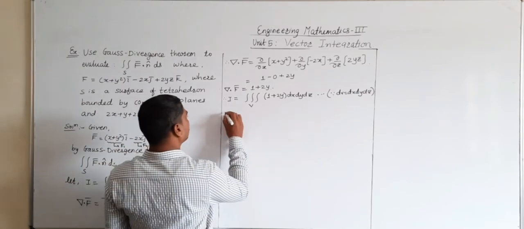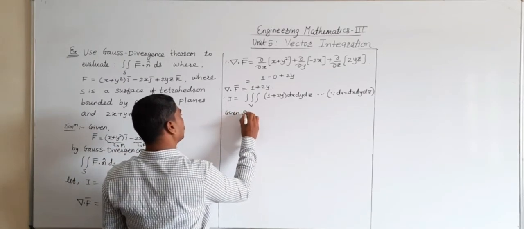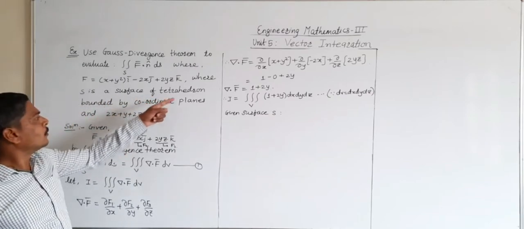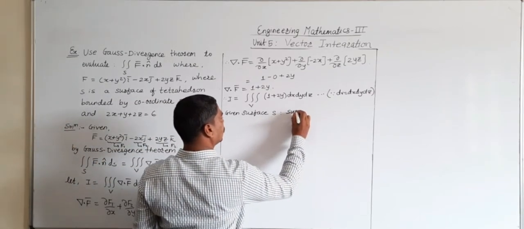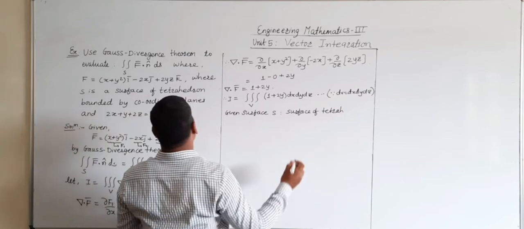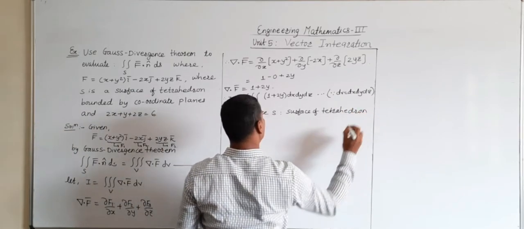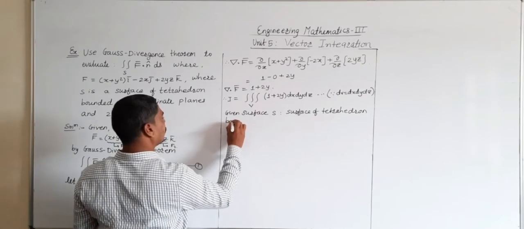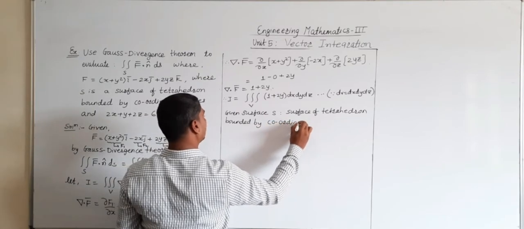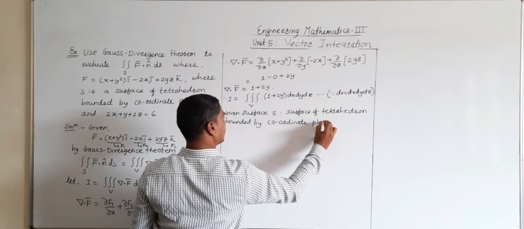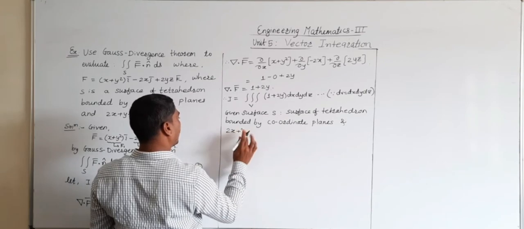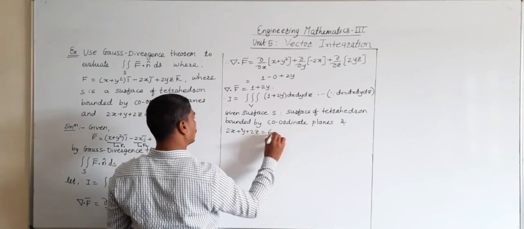So the given surface S is the surface of the tetrahedron bounded by coordinate planes and 2x plus y plus 2z is equal to 6.